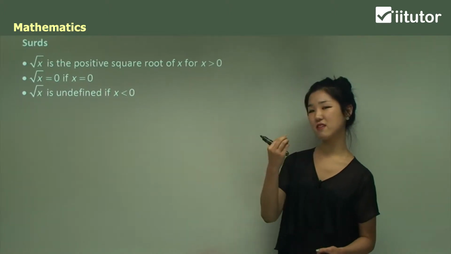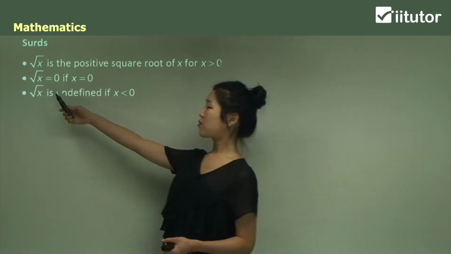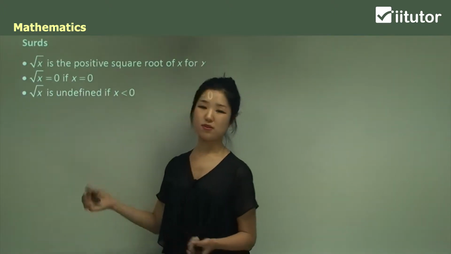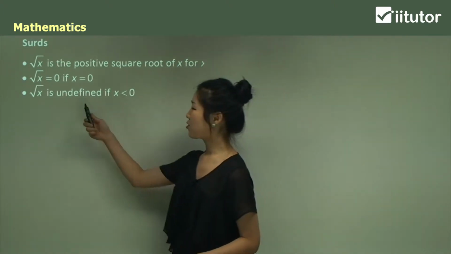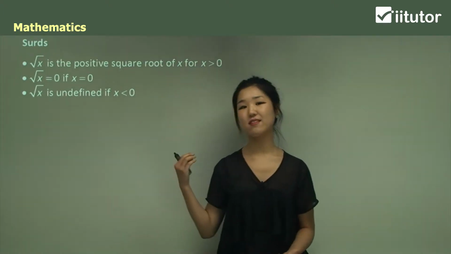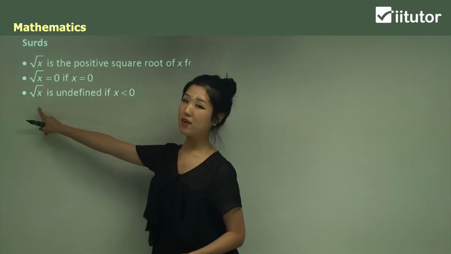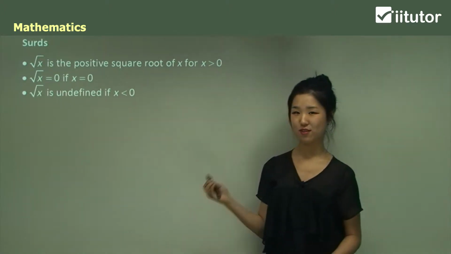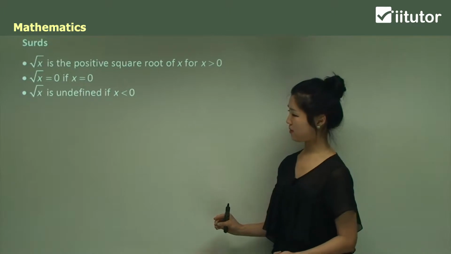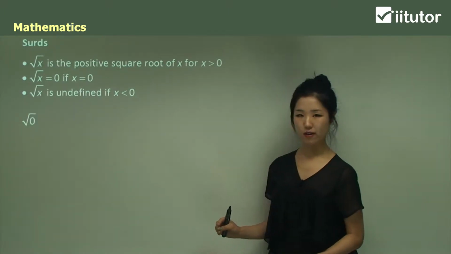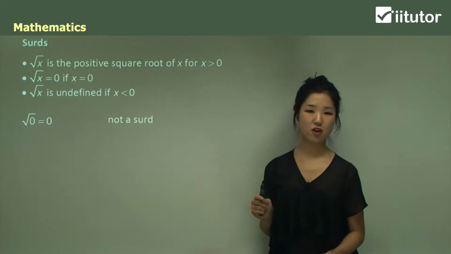So remember, the inside of a square root must always be positive, right? And if the square root of x is 0, x is always 0, because the square root of 0 is always 0. Now, the square root of x is undefined if x is less than 0, which means if x is negative, this is undefined. We can never square root a negative value, so always remember that, okay? Now, to be a little more specific, the square root of 0 is 0, because 0 squared is 0, isn't it? This one is not a surd.